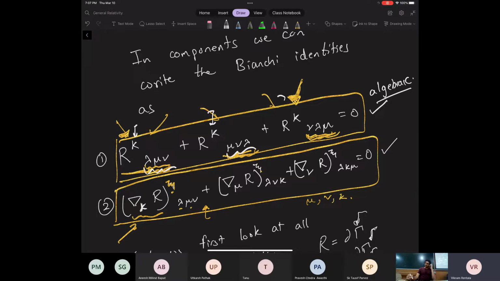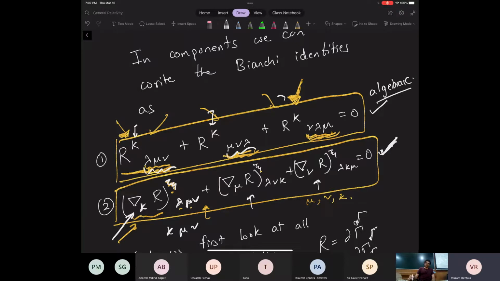Now the next thing is the second Bianchi identity, which involves a derivative. It involves this affine connection, so its derivative with respect to kappa of R lambda mu nu. Here what you do is you cyclically permute the kappa, mu, nu, and you get the second term and this third term, and this sum is also zero.